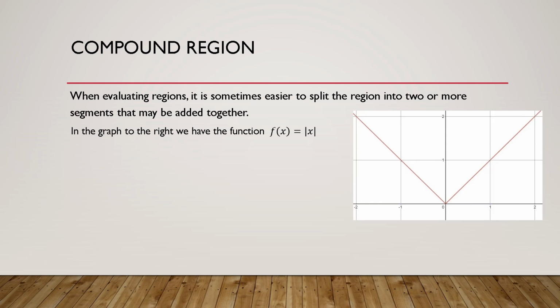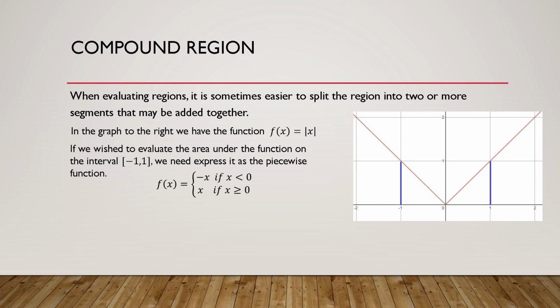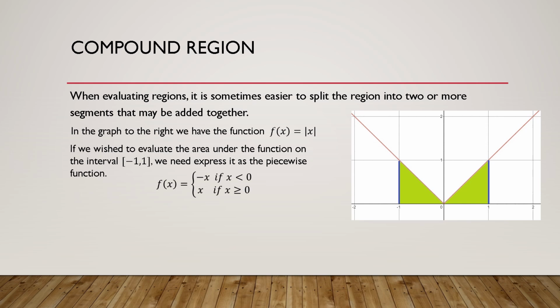In the graph to the right, we have the function f of x is equal to the absolute value of x. Since the absolute value function cannot be integrated as is, we need to express it as its piecewise function, f of x equals negative x for x less than 0, and f of x equals x for x greater than or equal to 0. In this way, we can evaluate the area under the function on the interval -1 to 1 as the sum of the two pieces of the piecewise function, or the integral from -1 to 0 of negative x dx, plus the integral of 0 to 1 of x dx.